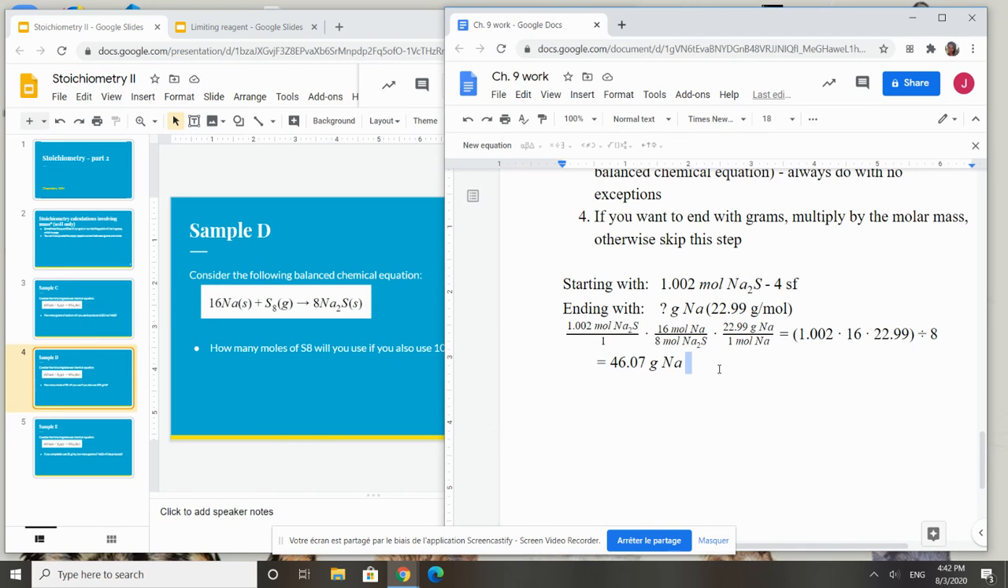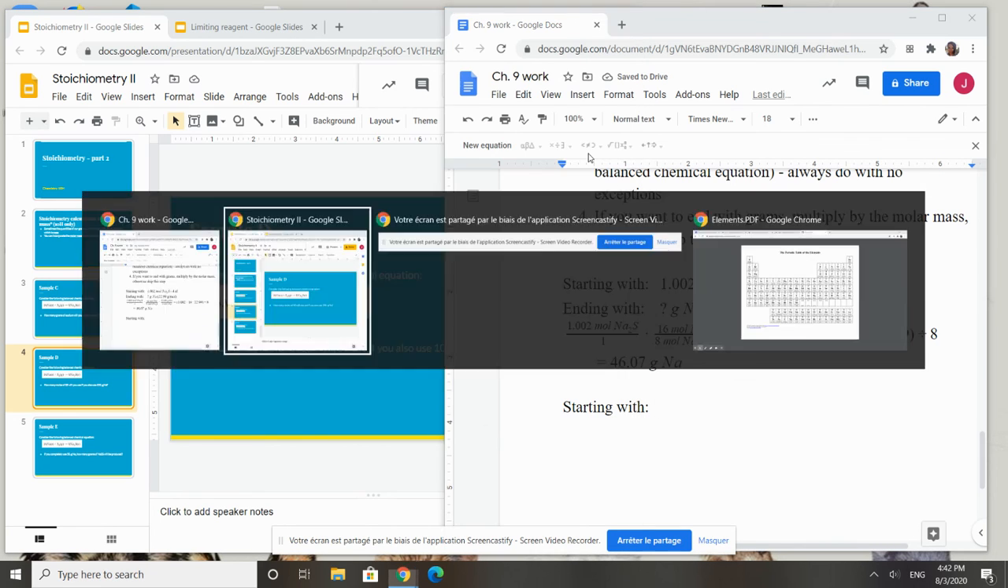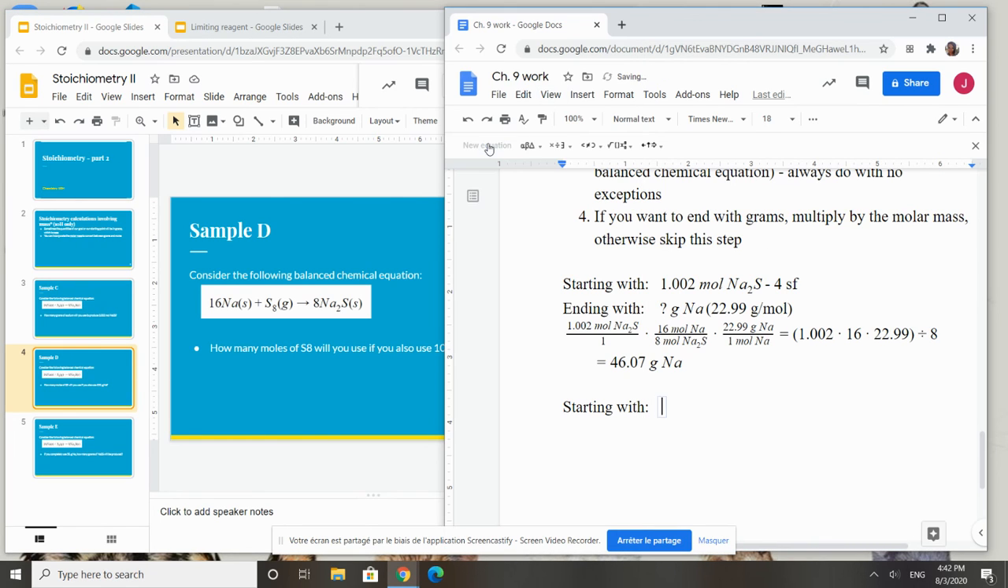Just as before, I'm going to list what I'm starting with and what I'm ending with. I am starting with 100 grams of sodium. Because this is in grams, I know I need the molar mass, so I'm going to list it here. I'm also going to list that I have 3 sig figs. It asks how many moles of S8, so question mark mole S8. I don't need the molar mass of it because this is in moles and not grams.